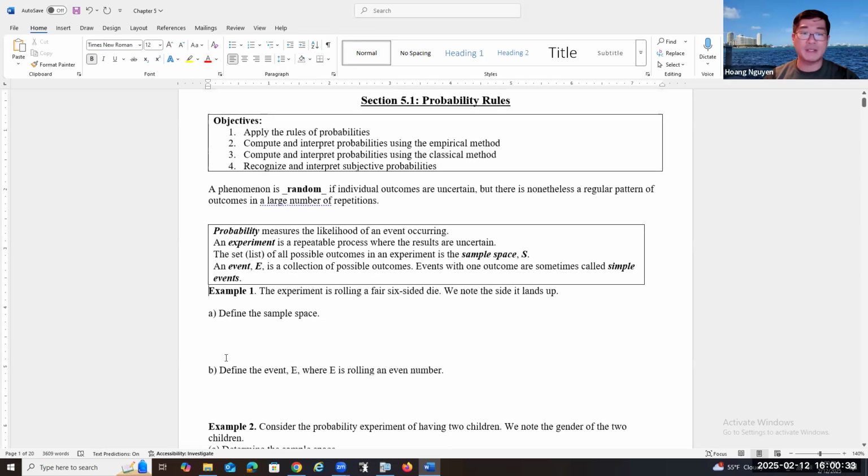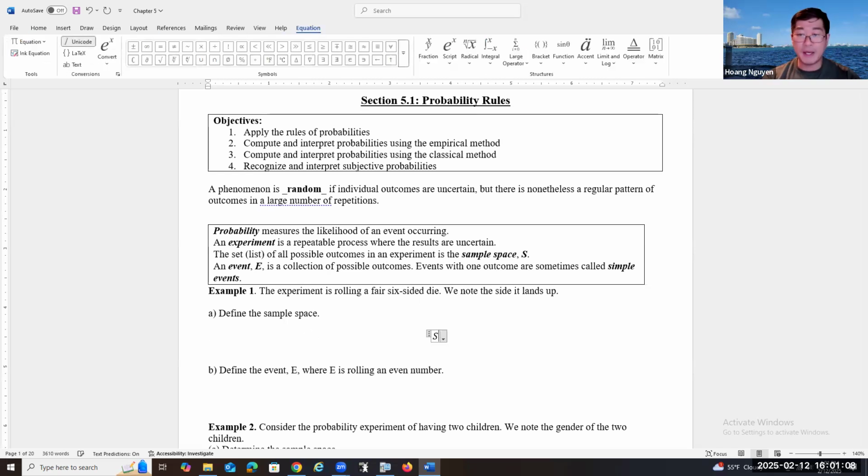Now we're going to take a look at example number 1 to give you a better idea of those definitions. The experiment involves a fair six-sided die. We assume this is a common, fair six-sided die, and we note the side that lands up. Question A: determine the sample space. The sample space is the list of all the possible outcomes from this experiment. We use the uppercase S to show the sample space, and we list all the possible outcomes when you roll a die.